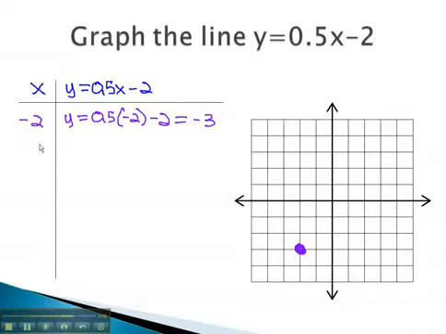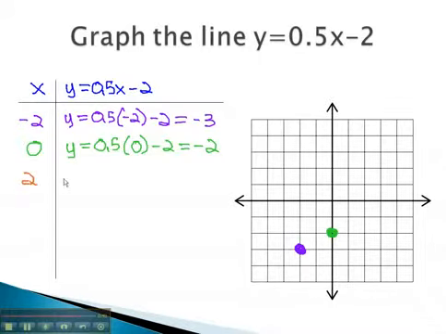Let's plug 0 into this equation. Now the equation becomes y = 0.5 times 0 minus 2. Working this out, we get -2. This means when x is 0, y is -2. Graphing this on the coordinate plane, 0 for x, -2 for y, we get our next point.